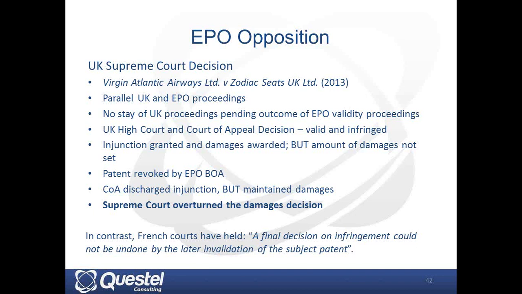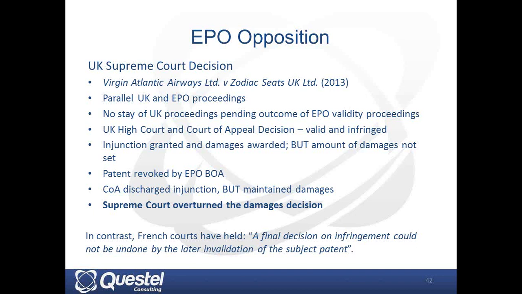The damages hadn't actually been set at the time that the patent was finally revoked by the EPO Board of Appeal. The Court of Appeal then came back and, in view of that EPO decision, discharged the injunction, but maintained the damages. The Supreme Court overturned that damages decision and said that, in effect, the patent really never existed, and so the damages should be set aside.